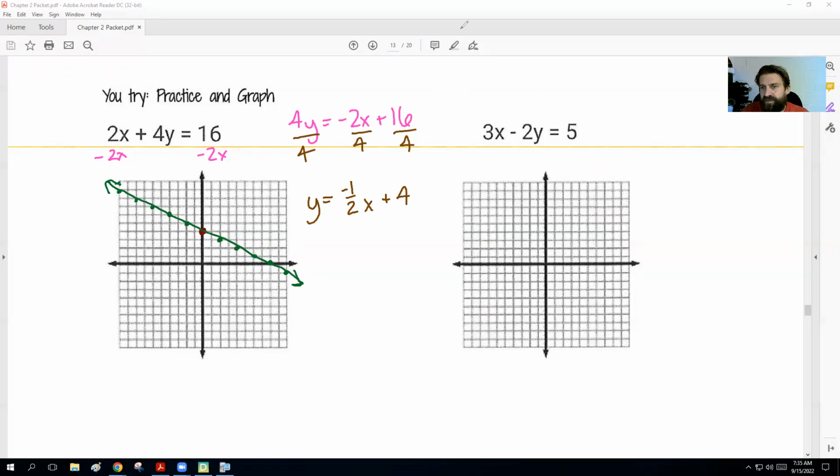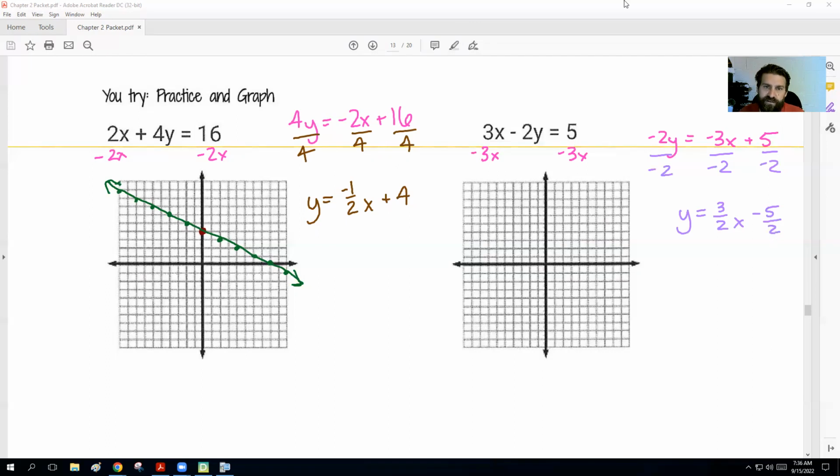All right, last problem here for the video. We're going to minus 3x over to the other side. And so we get a negative 2y equals negative 3x plus 5. Alrighty. We're going to divide everything by negative 2. All right, the negative 3 over negative 2 just becomes a positive 3 over 2x. And then 5 over negative 2 doesn't come out nice.